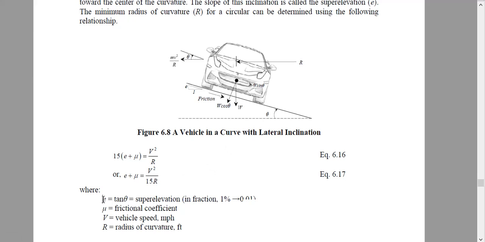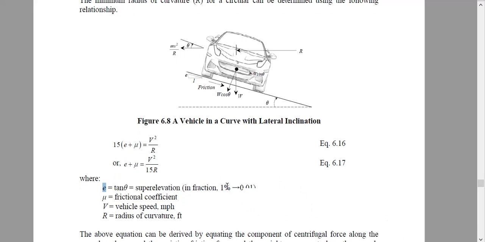We express it by E in our traffic analysis class or highway design class. What is E? E is tan theta. Tan theta means this angle. It is simply called super elevation. Sometimes we express it in terms of percentage. That means if I go 100 feet, what is my rise? That is super elevation also.